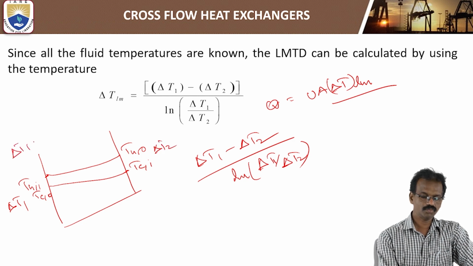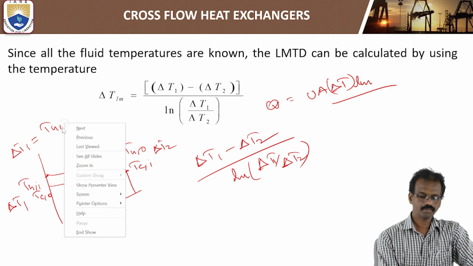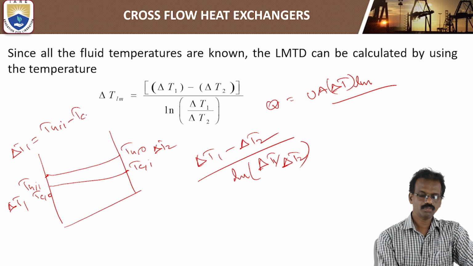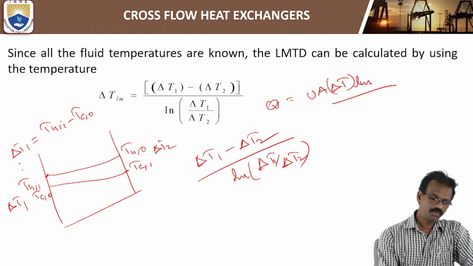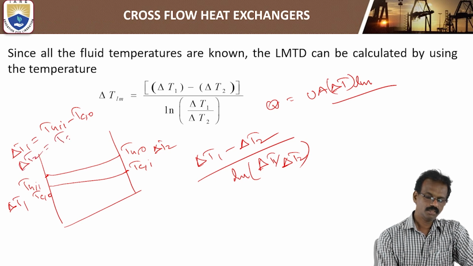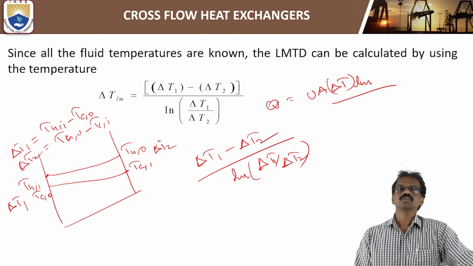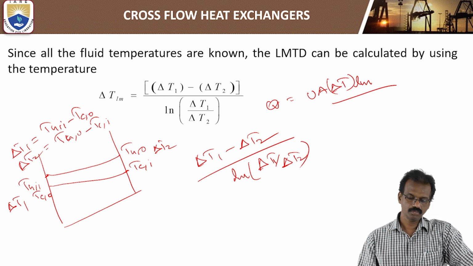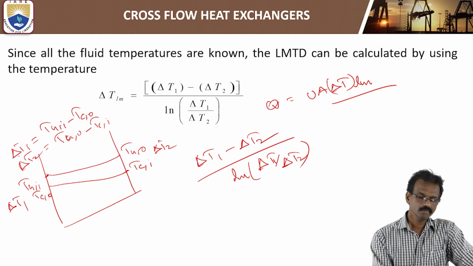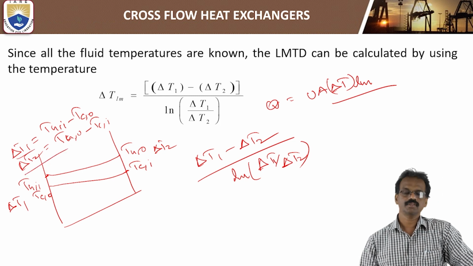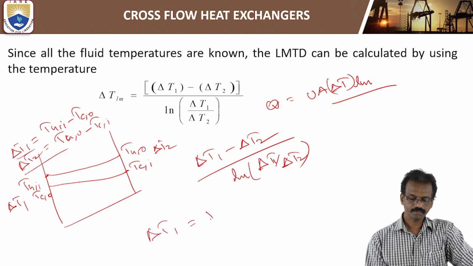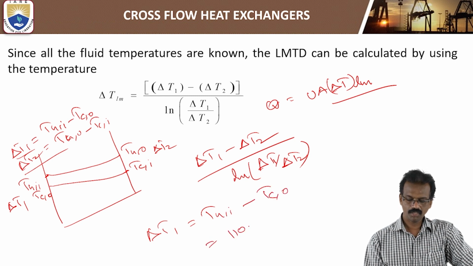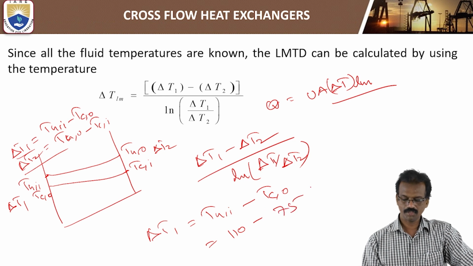Delta T1 is equal to Thi minus Tc naught. Delta T2 is equal to Th naught minus Tci. So opposite to inlets, inlet and outlets. You know that delta T1 means Thi minus Tc naught. Thi is equal to 110, minus Tc naught, which is equal to 75.